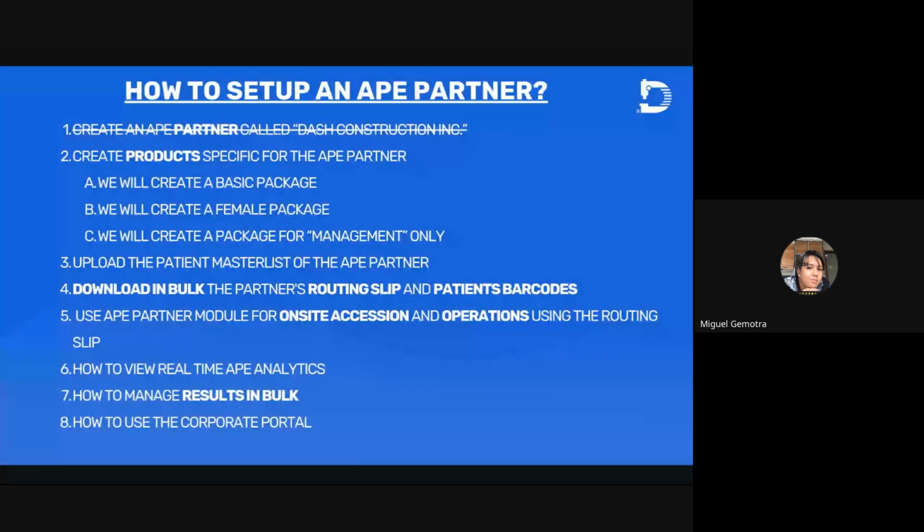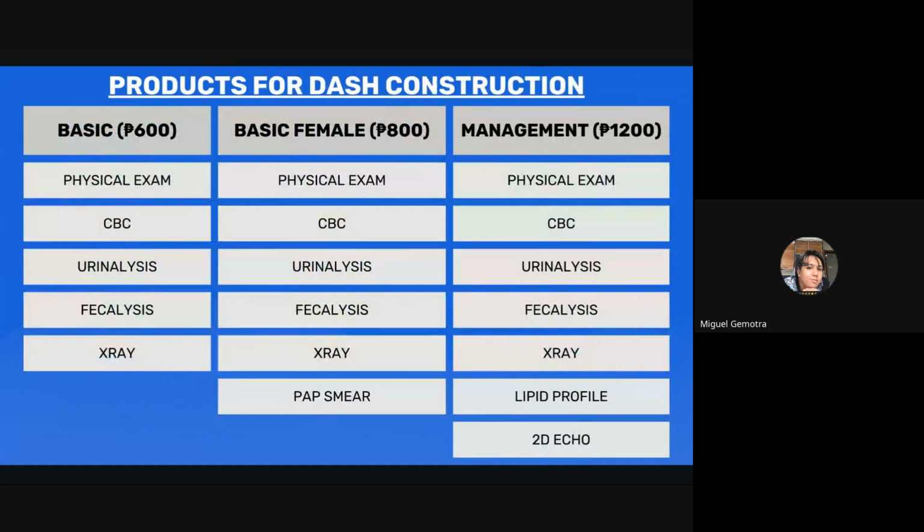The second thing that we will do is create product specific for this APE partner. We will create three products specifically. Here are the three products that we will create. The first product will be a basic product for 600 pesos, which will have physical exam, CBC, urinalysis, fecalysis, and x-ray. The second product will be called basic female, which will be priced at 800 pesos, and that would include physical exam, CBC, urinalysis, fecalysis, x-ray, and pap smear.